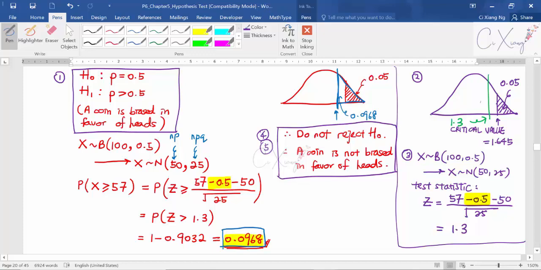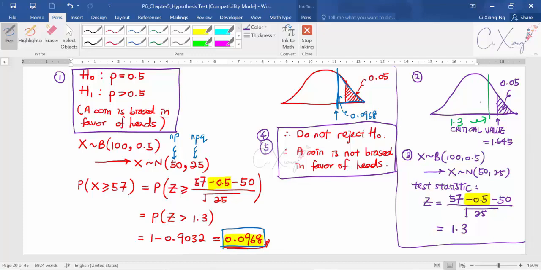In the marking scheme, generally the main steps they provide are still the critical value, but they will also attach the p-value in the marking scheme. Just in case you are using the p-value to calculate it, they will still accept it. So this is what we have for example 18.